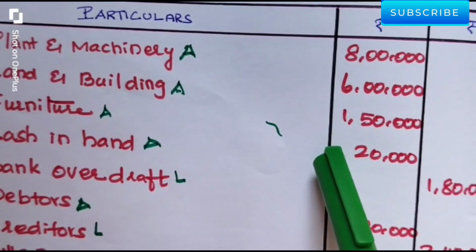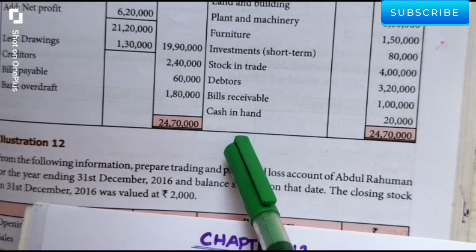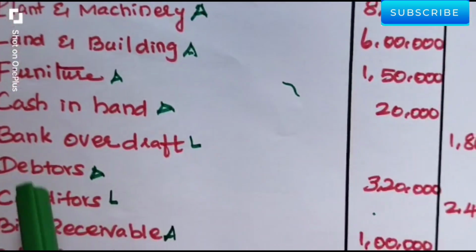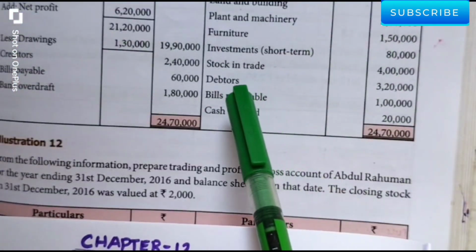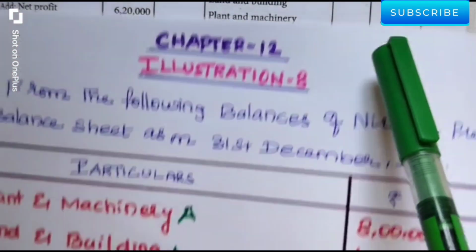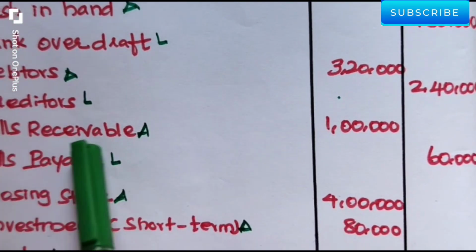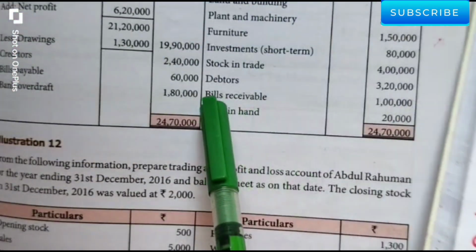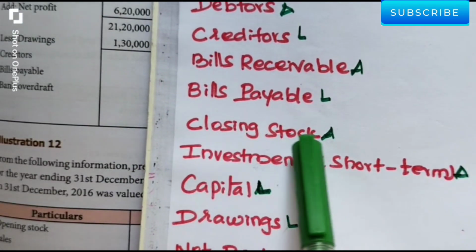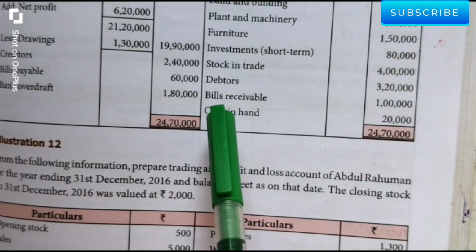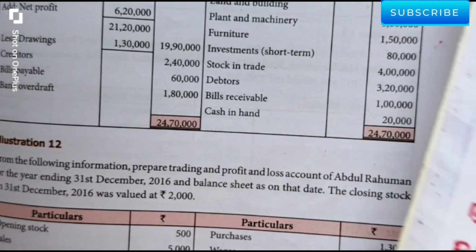Cash in hand 20,000 rupees. We have entered cash in hand 20,000 rupees, and debtors 3,20,000 rupees. We have entered debtors 3,20,000 rupees. Listen, after debtors, here, bills receivable 1 lakh rupees. We have entered bills receivable 1 lakh rupees, and closing stock 4 lakh rupees. Closing stock in trade, that means closing stock 4 lakh rupees entered.